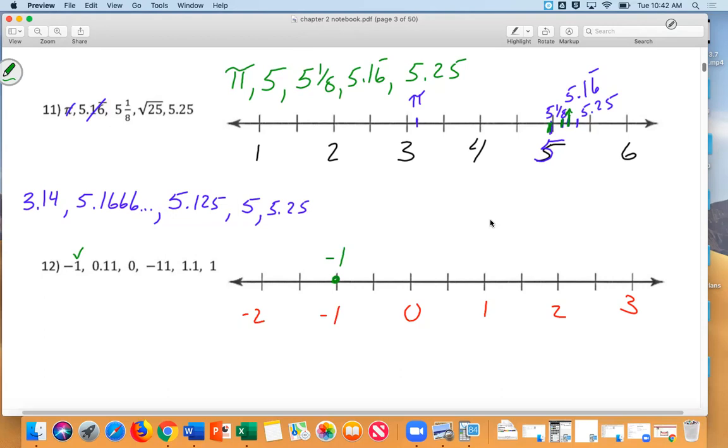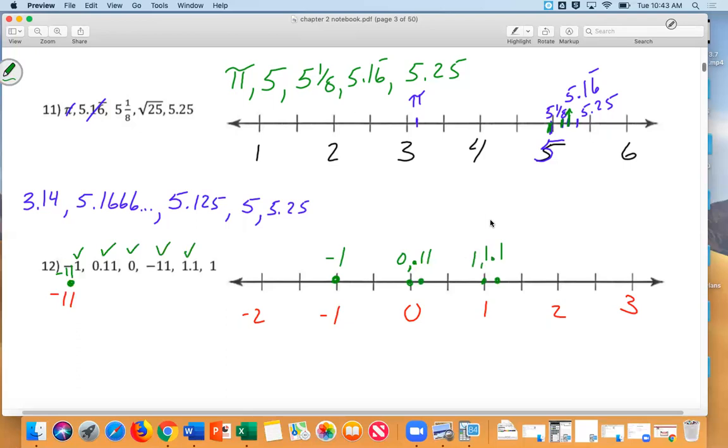0.11. Well, that's going to be right about here. 0, well, that's right here. Now, notice they're really close together, so don't view it as, okay, 0.11. It's 0 and 0.11. Negative 11, well, that's way down here. Negative 11 is way off my number line. 1.1 is right about here. And we have 1, and that's going to be right there.